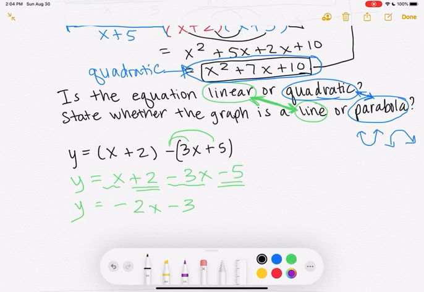Do you think that's linear or quadratic? This is an example of a linear equation because the highest exponent that I have is just x to the first, because remember there's a little hidden 1. So it's a linear equation, and if we were to graph this, it would just be a straight line on a graph. So if we had a little graph like this, it would just be a line instead of a U or an upside down U.